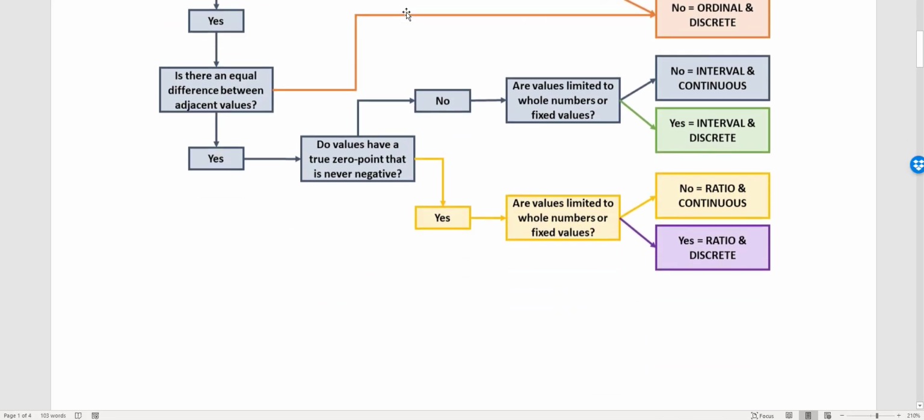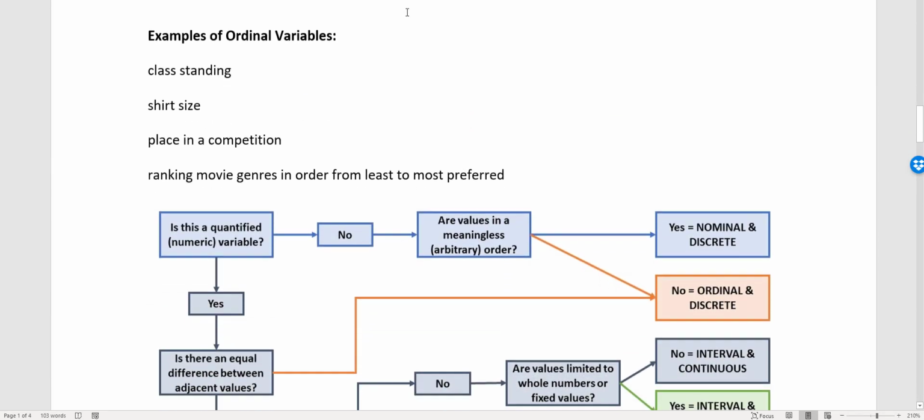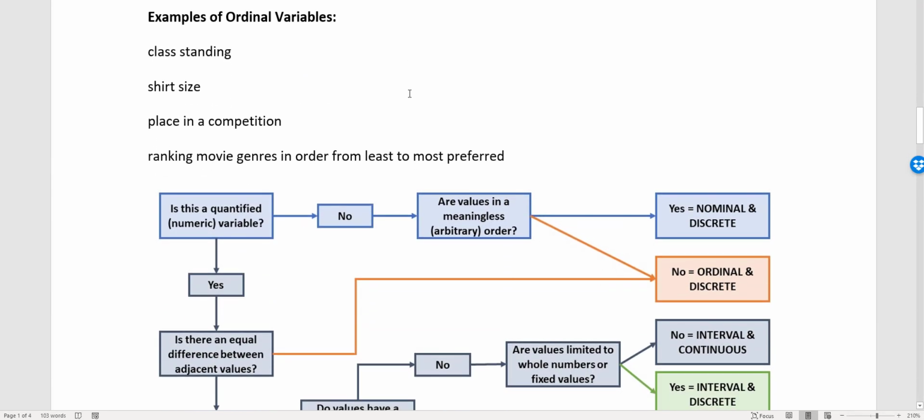All right, now let's go to our ordinal variables. Class standing, so that's like freshman, sophomore, junior, senior. Is that quantified or numeric? No, it's not. Those aren't numbers. Are values in a meaningless or arbitrary order? Well, now the answer is no. Because if you think about it, a freshman has been in college for less time than a sophomore, and a sophomore for less time than a junior, right? So there is a meaningful, objective order to those values.